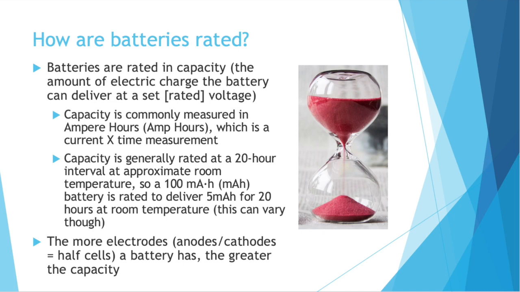So for our current batteries, how do we describe them? How are batteries rated? Well, batteries are rated in capacity, the amount of electrical charge the battery can deliver at a set rated voltage. Capacity is usually measured in ampere hours, amp hours, which is a current multiplied by time measurement. So capacity is generally rated at a 20-hour interval at approximate room temperature. A 100 milliamp hour battery is rated to deliver 5 milliamp hours for 20 hours at room temperature. This can of course vary. The more electrodes, anodes, cathodes, half cells, a battery has, the greater the capacity.